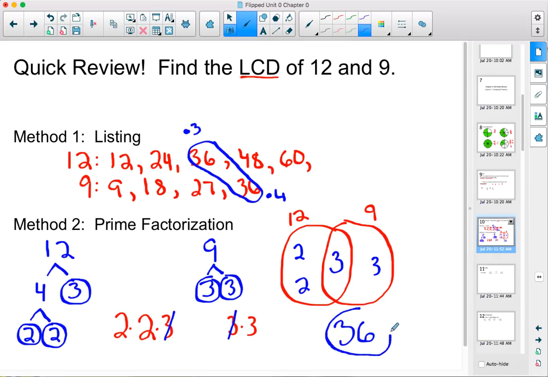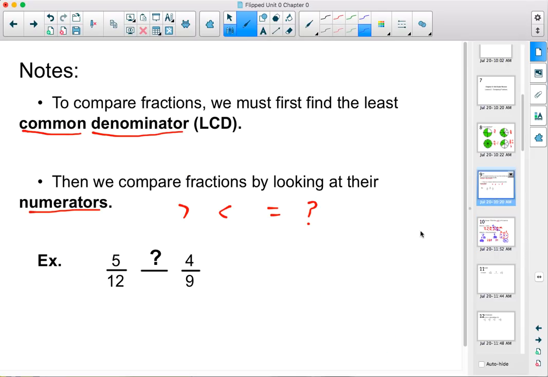Both of these methods work. Like I said, the prime factorization works a little better when we have big numbers. The listing works a little better when we have small numbers. But either way, we got the same common denominator, 36. So let's bounce back to our problem here. We need to turn both of these fractions into something over 36.